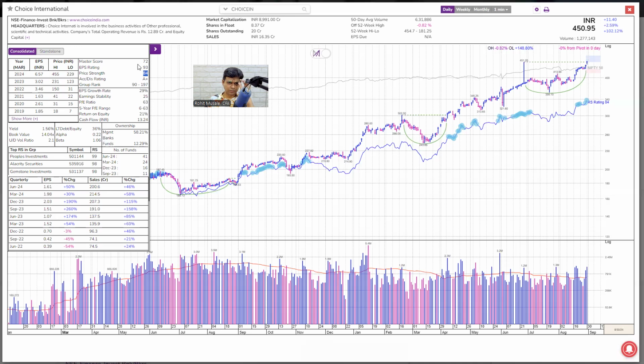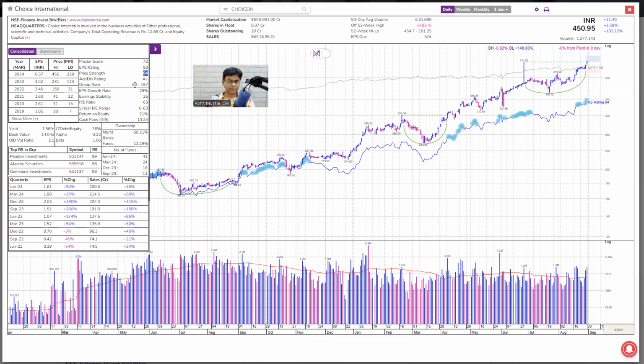Next, price strength is 84. I would prefer this number to be more than 80, which I consider good. So in this case, 84 is a very good number. If this rating is more than 90, it is even better. Accumulation distribution rating is A plus, which means institutions are accumulating the stock. Fantastic. So good positive points coming here.